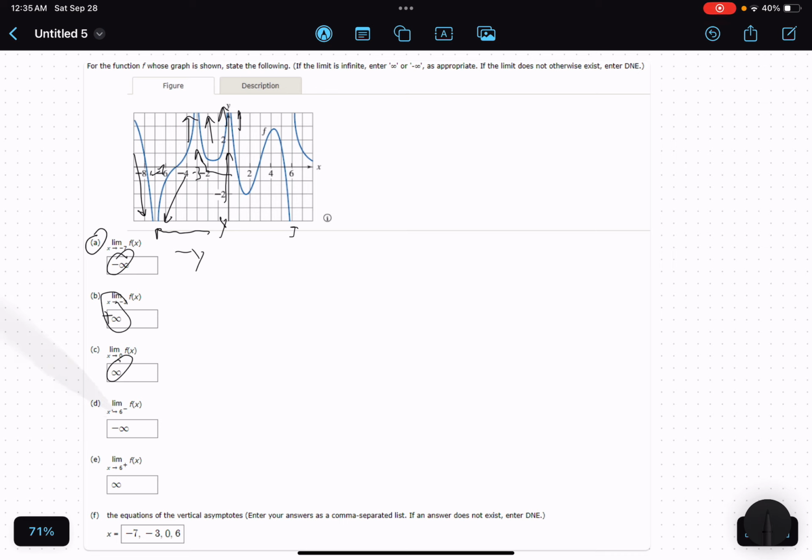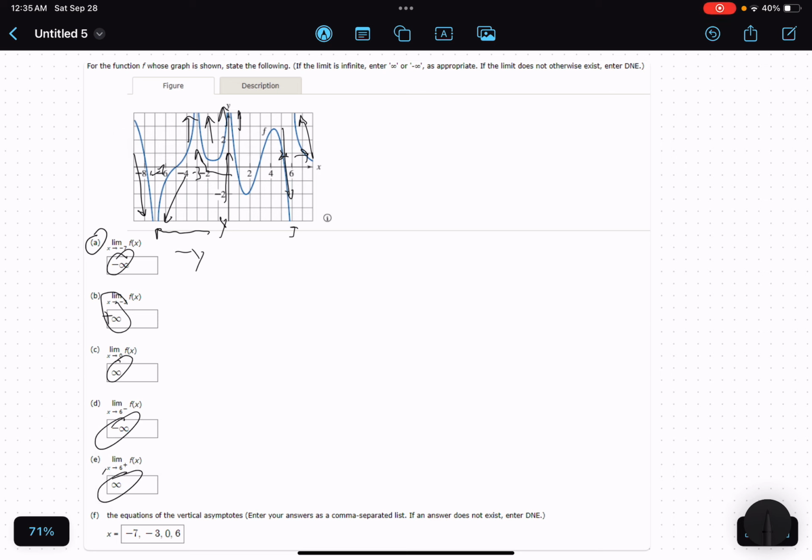And then as x approaches 6, from the left, which would be over here from the left, it's going down, so it would be negative infinity. And from the right, it's going up, because remember, 6 to the left is negative and to the right is positive. So you evaluate this line for the right and this line for the left. So this line on the right is approaching positive.